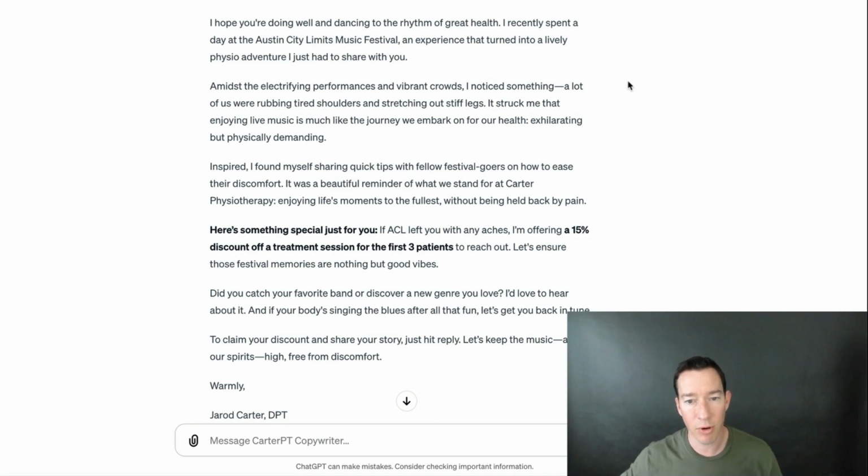Amidst the electrifying performances and vibrant crowds, I noticed something. A lot of us were rubbing tired shoulders and stretching out stiff legs. It struck me that enjoying live music is much like the journey we embark on for our health, exhilarating but physically demanding. Inspired, I found myself sharing quick tips with fellow festival goers on how to ease their discomfort. It was a beautiful reminder of what we stand for at Carter Physiotherapy, enjoying life's moments to the fullest without being held back by pain.